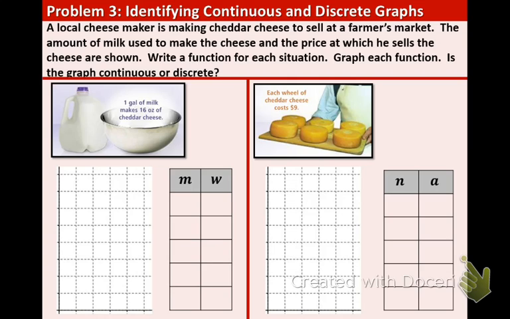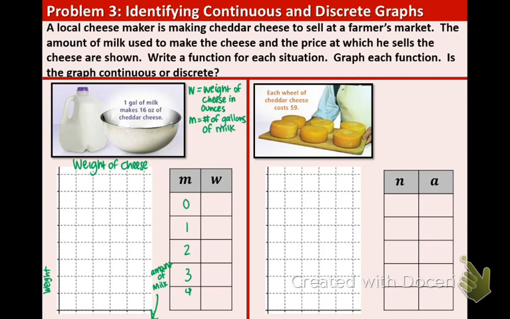We're going to fill out the graphs, but before that we need to label the tables. Figure out what values go in there. So first of all, M stands for the number of gallons of milk and W stands for the weight of the cheese. We're going to define those variables right now. If we had 0 gallons of milk, we would obviously make 0 ounces of cheese. In the picture it said that if you have 1 gallon of milk, you have 16 ounces of cheese. If you have 2 gallons of milk, you would double that amount to get 32. If you had 3 gallons of milk, you would get 48, adding 16. And if you had 4 gallons of milk, you would get 64.